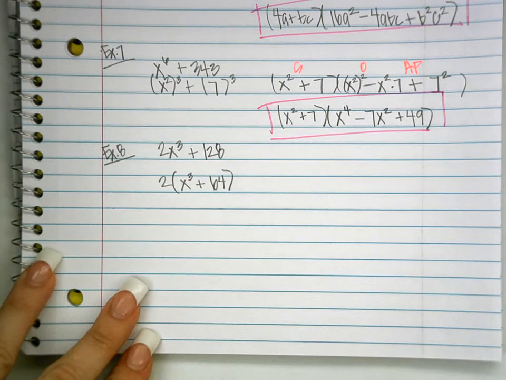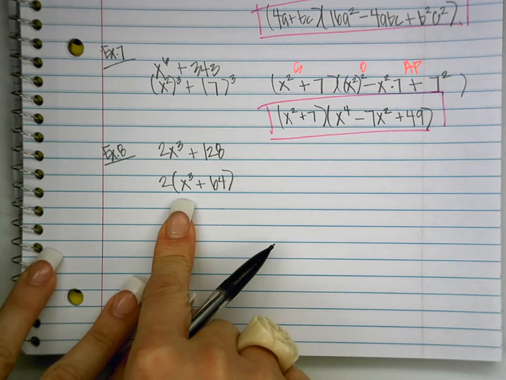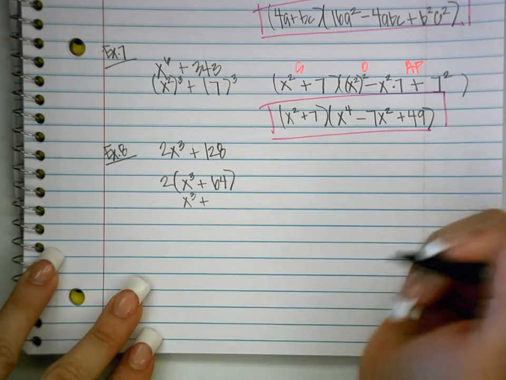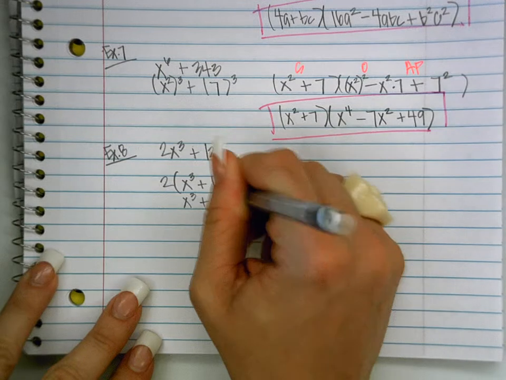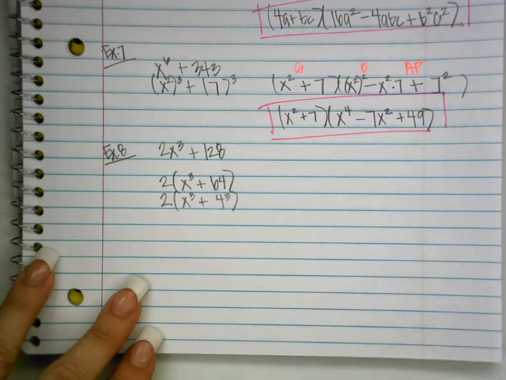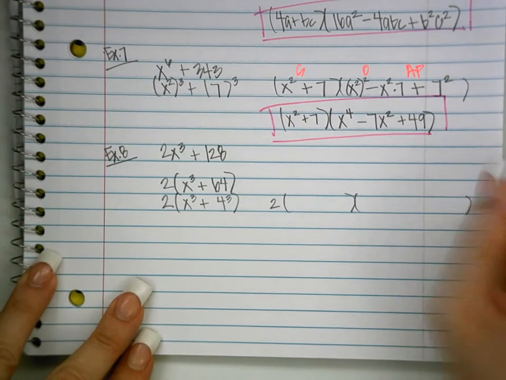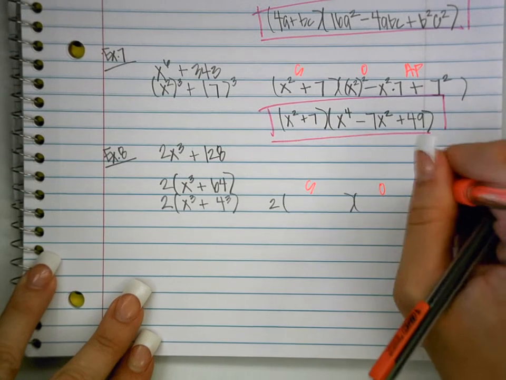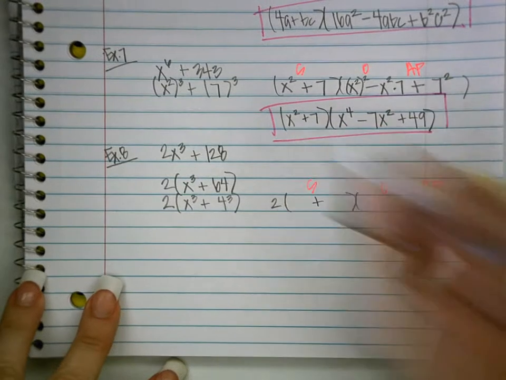So you still have a 2 out here. What cubed gives you x cubed? X. Plus, what cubed gives you 64? 4 cubed. Now, this 2 does not go away. It's going to keep being there every single time. You're still going to have a 2 out front. Do a little parentheses and a larger one. Put in your SOAP signs: same will be positive, opposite is negative, AP always positive.